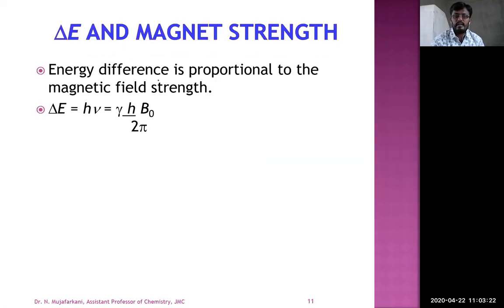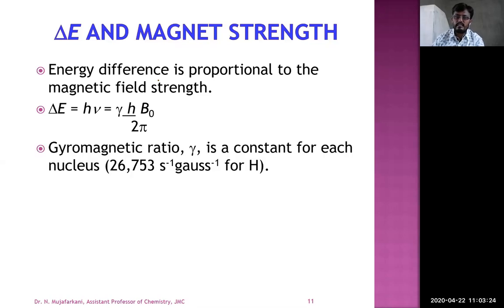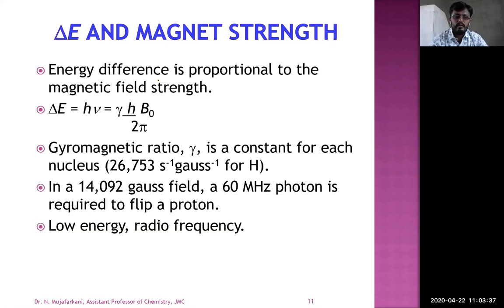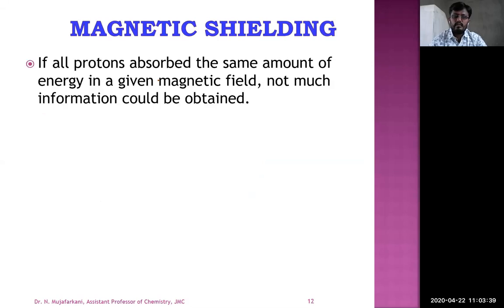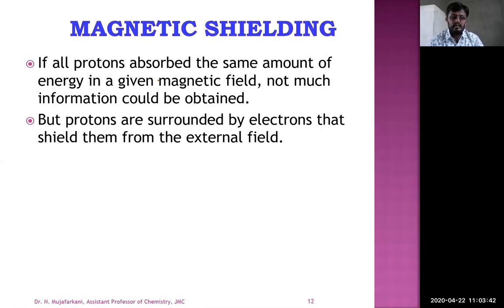And then delta E and the magnetic strength. The energy difference is proportional to the magnetic field strength. This is given by delta E equals nu h B naught, where B naught means the applied magnetic field. From this, the magnetic shielding and de-shielding categories can be specified. But before that, we should know the number of signals.